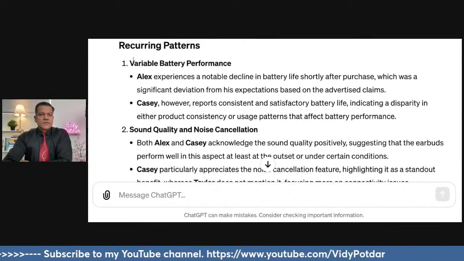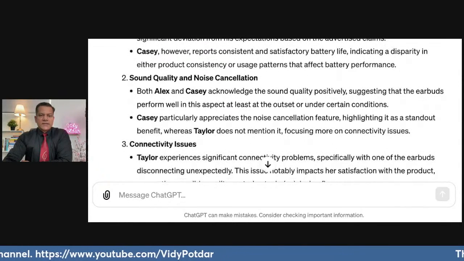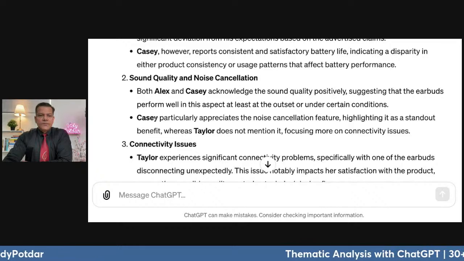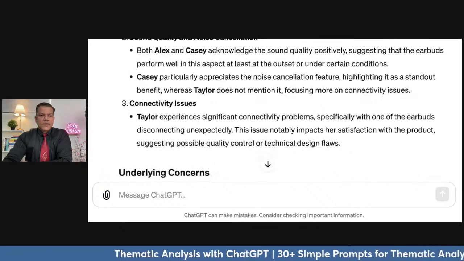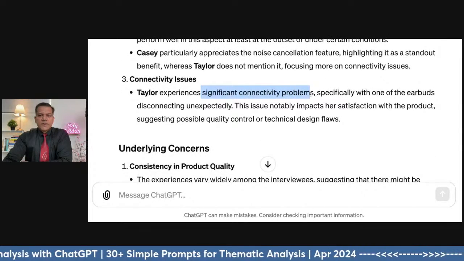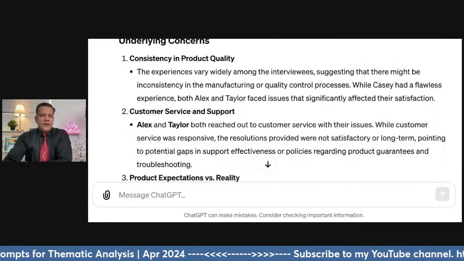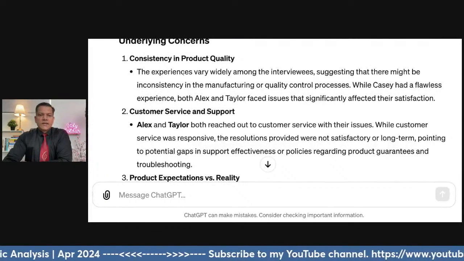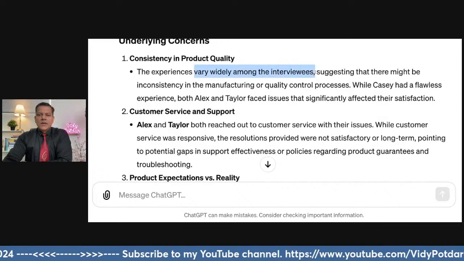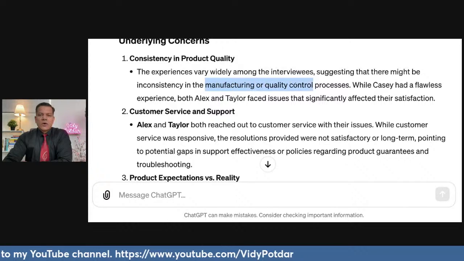So recurring patterns: variable battery performance has come up as one. Sound quality and noise cancellation: both Alex and Casey acknowledge the sound quality positively. Casey particularly appreciates the noise cancellation feature as a standout benefit. Connectivity issues: significant connectivity problems mentioned by Taylor. Underlying concerns: consistency in product quality. The experiences vary widely among the interviewees, suggesting there might be inconsistency in manufacturing or quality control process.